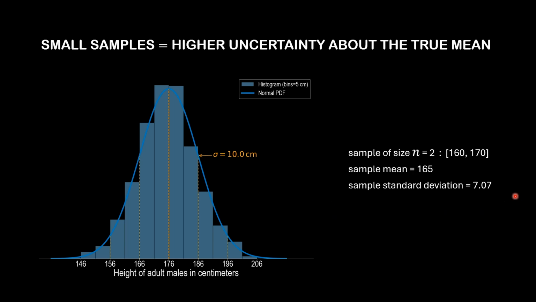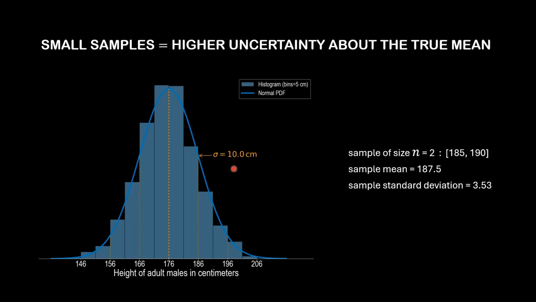If we take another sample with heights 160 and 170, the sample mean would be 165 and the sample standard deviation would be 7.07. And if we get the heights 185 and 190, the sample mean would be 187.5 and the sample standard deviation would be 3.53. So our sample mean is more than 10 centimeters greater than the actual population mean, and the sample standard deviation is almost 3 times smaller than the actual population standard deviation.